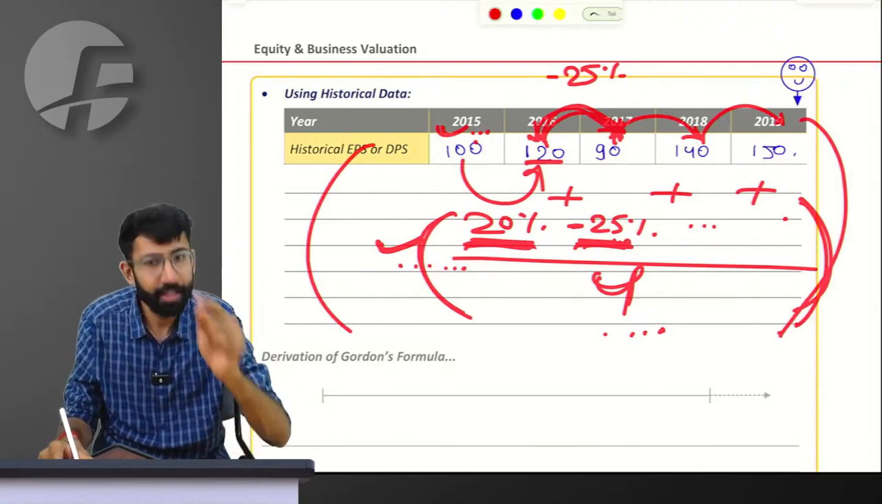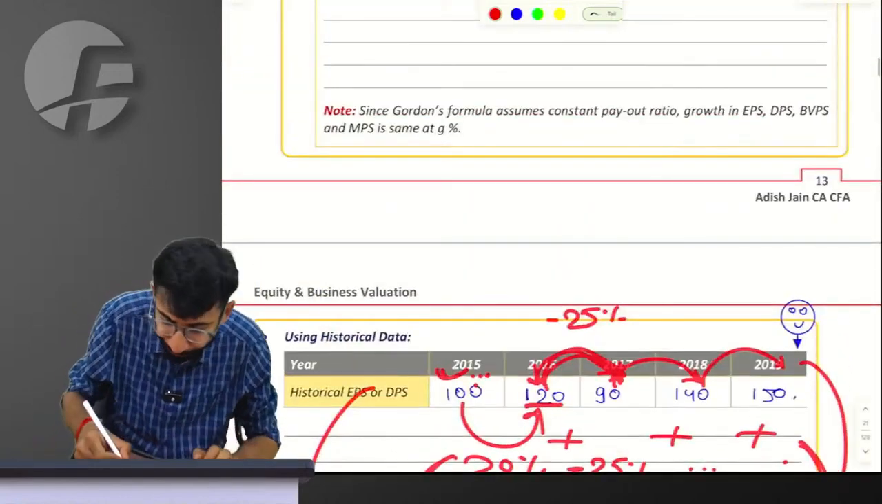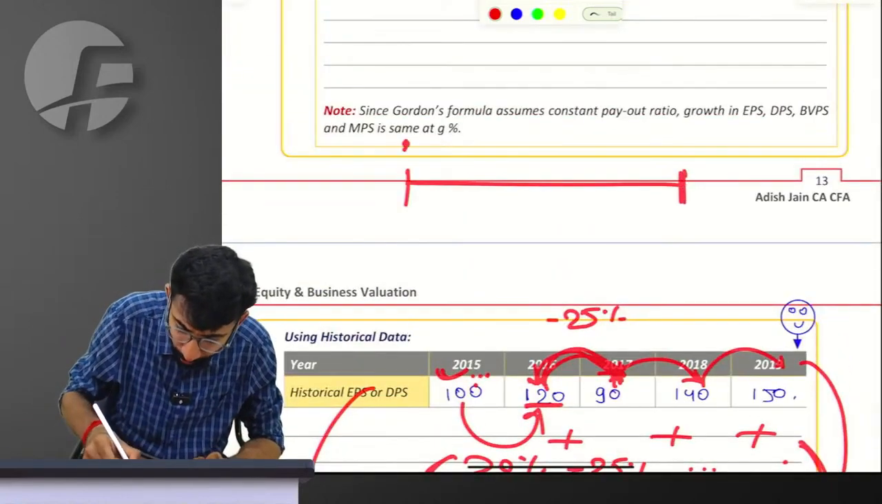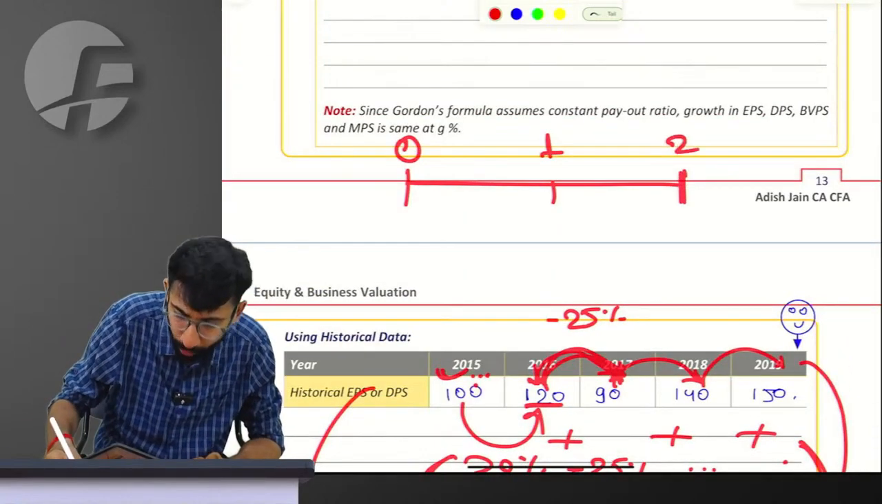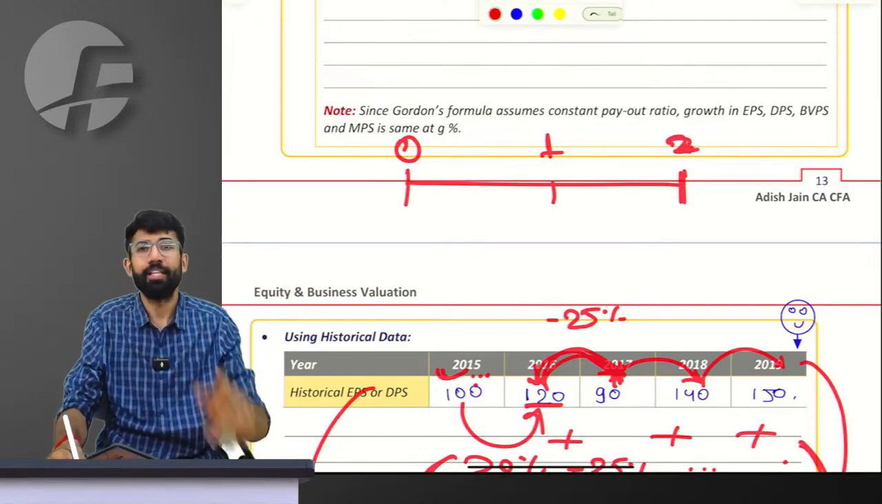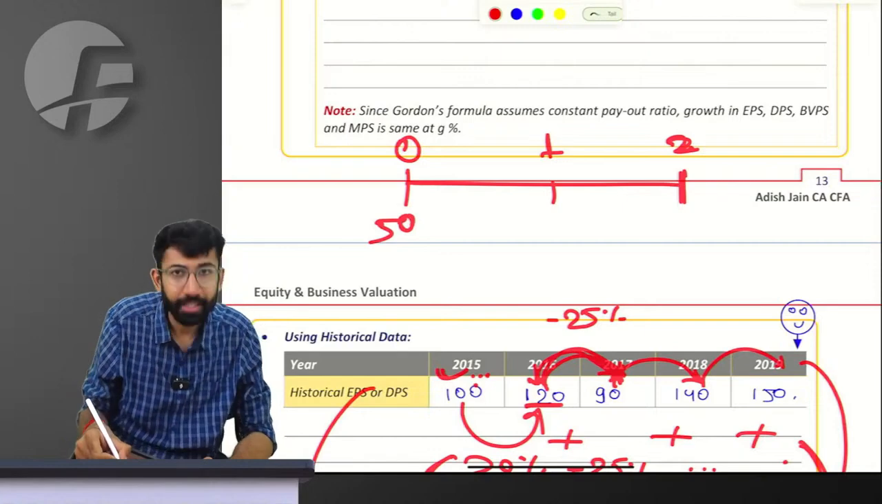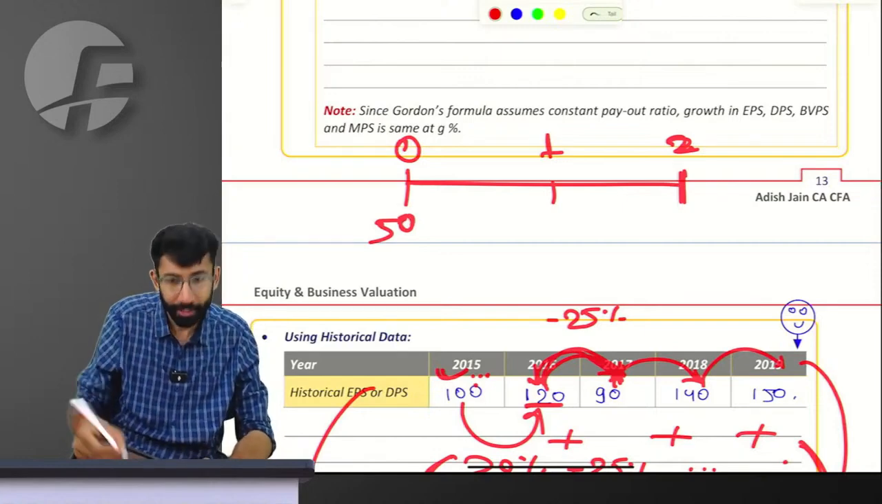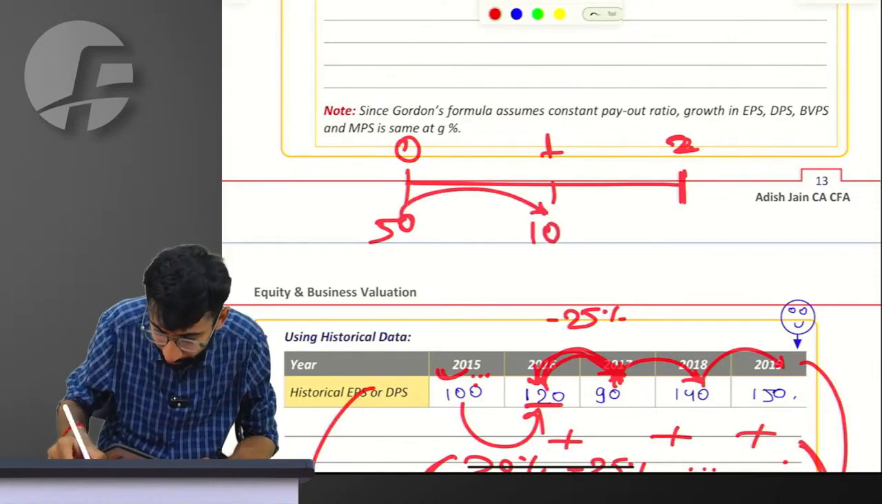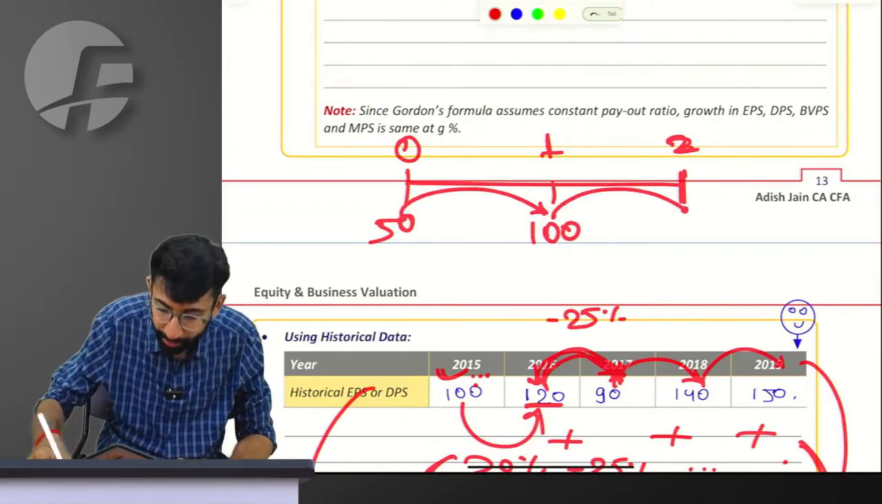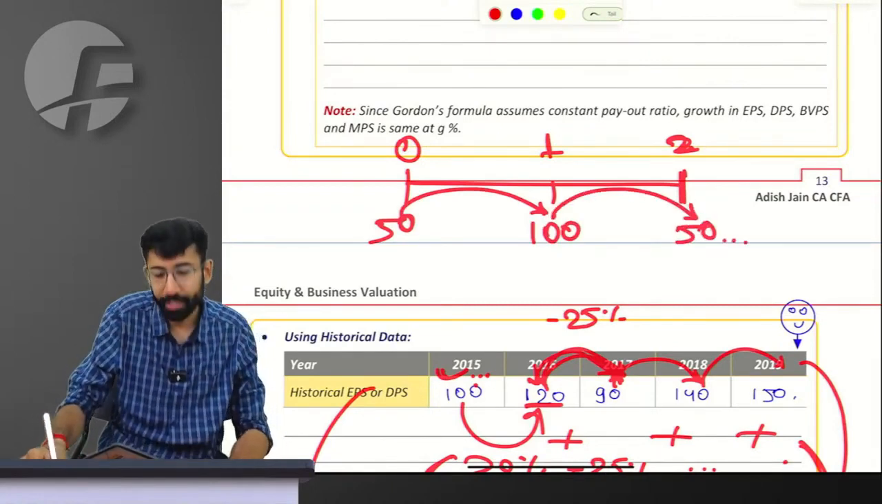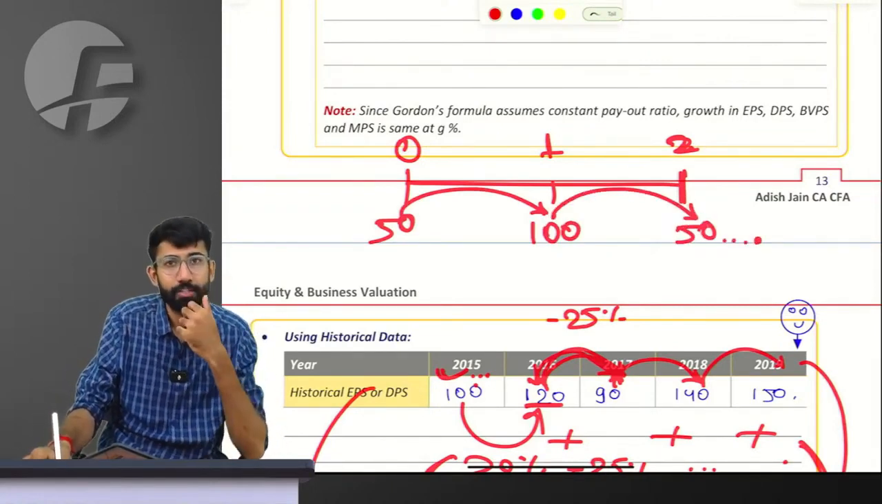No, I think you didn't get it. Let me give you one more example. Let's assume a period of 2 years, 0, 1, 2. This is a precise example that will hit your brain. Let's assume that my dividend was rupees 50 at point 0. It becomes 100 at the end of first year. It again becomes 50 at the end of second year. Give me what is the growth rate.